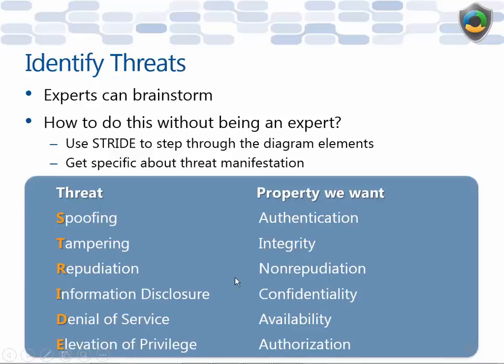You can have repudiation. What you want is non-repudiation. You can have information disclosure. What you want is confidentiality. You can have denial of service. What you want is availability. You can have elevation of privilege, and what you want is authorization.